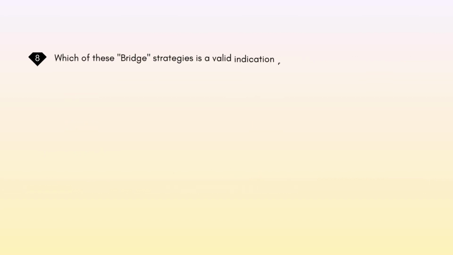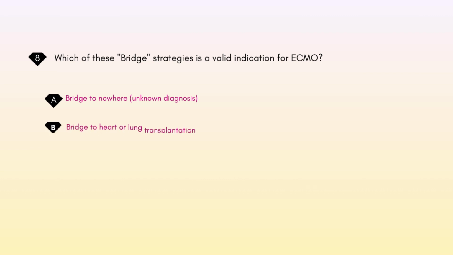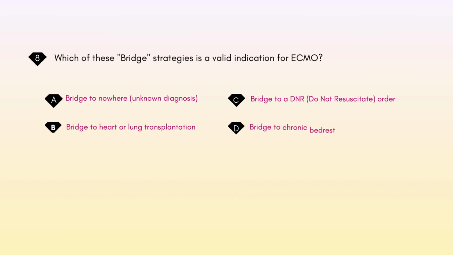Which of these bridge strategies is a valid indication for ECMO? A. Bridge to nowhere, unknown diagnosis. B. Bridge to heart or lung transplantation. C. Bridge to a DNR (do not resuscitate) order. D. Bridge to chronic bed rest. Answer: B. Bridge to heart or lung transplantation.